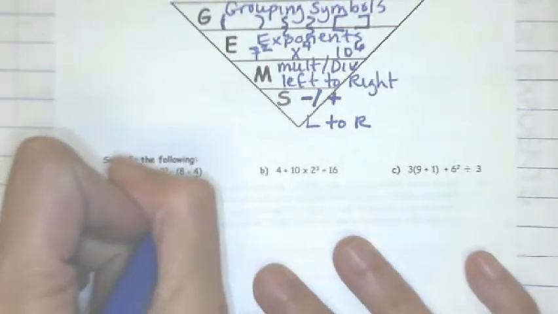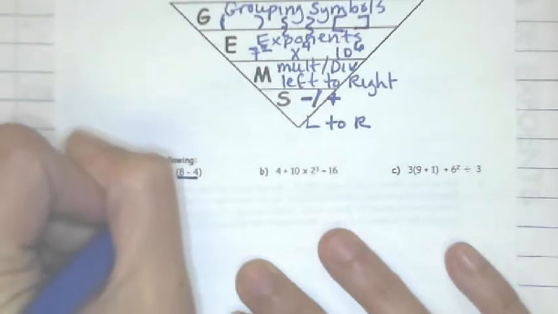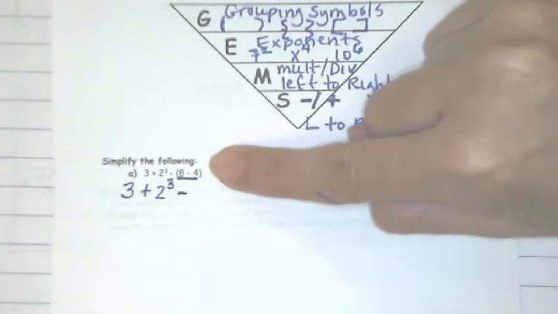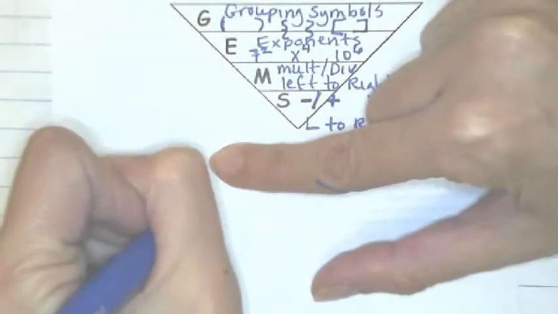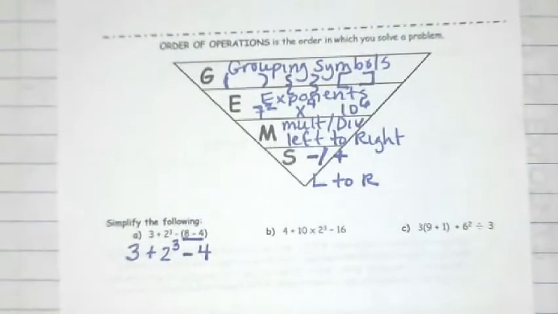I have parentheses. So what I'm going to do is I'm going to underline the very first step that I'm going to do. And I'm only going to do that one thing. So everything else I'm going to recopy. So I'm going to bring down the 3 plus the 2 cubed minus, and now I'm going to replace 8 minus 4 with the value. So 8 minus 4 is really going to be 4. So I'm done with that step. So I am done with parentheses. Then I go back. Alright, so what's next?